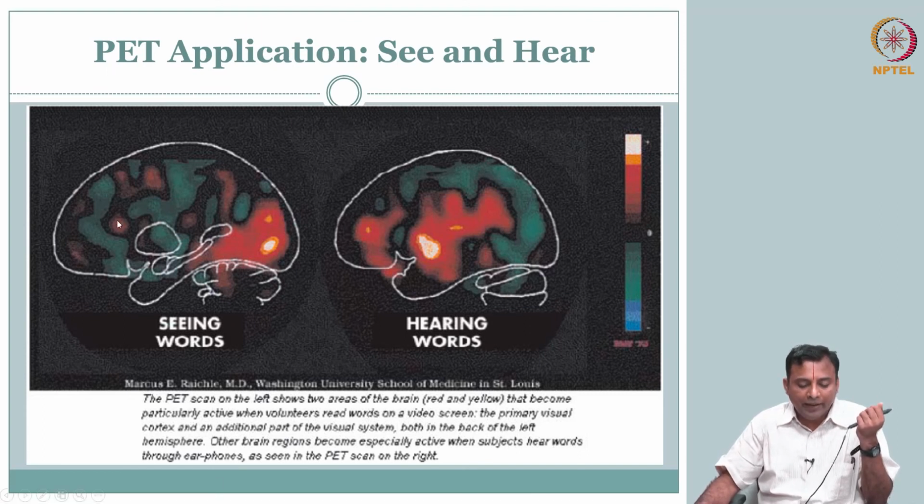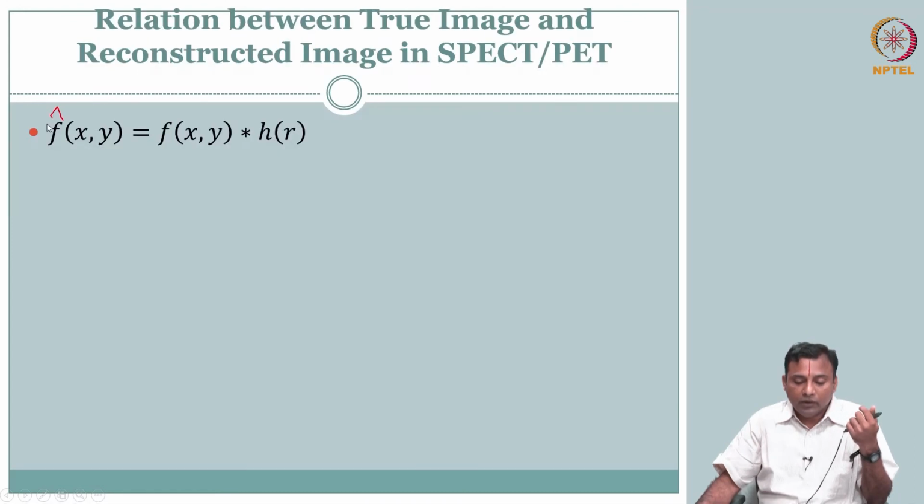So you do not see the brain details that much, but then you can combine it with your CT, and then you can have a brain CT fused with your PET, you could get both the information. Okay.